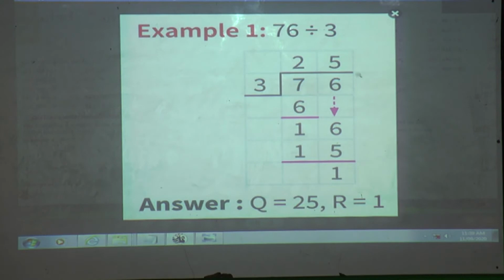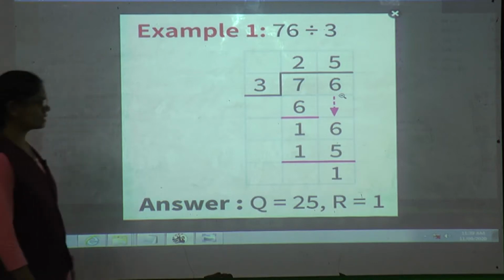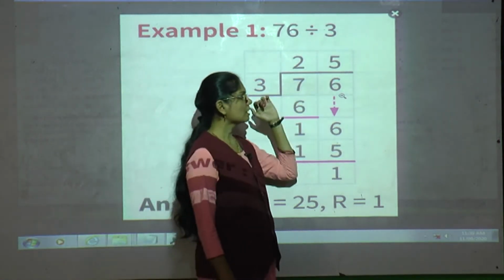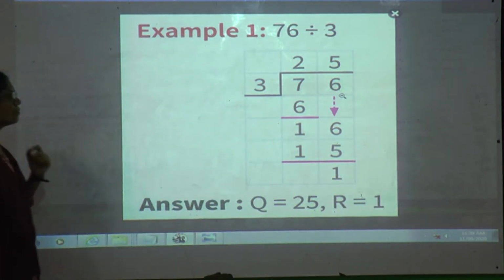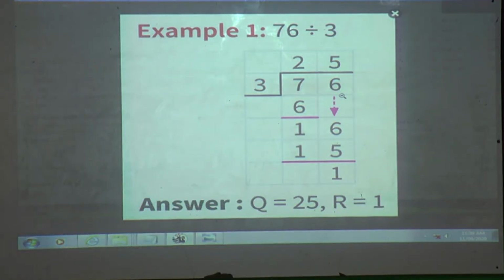We will see one example. First example, that is 76 divided by 3. Now see 76, it is a 2 digit number, and that is the dividend. And what is the divisor? 3 is the divisor, which is a 1 digit number. Okay, so 76 divided by 3.